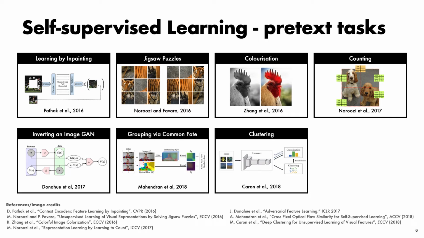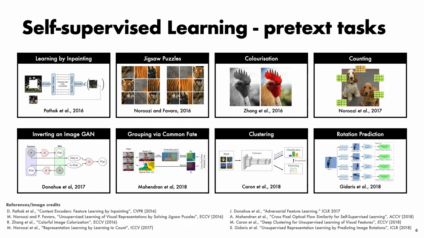Clustering has also proven to be highly effective. Here, a network alternates between clustering its own feature space and classifying the cluster membership of each image. Finally, rotation prediction can be used to exploit human photographer bias. We tend to photograph things the right way up, so we can rotate images and ask the model to predict the rotation that has been applied. This is also surprisingly powerful.